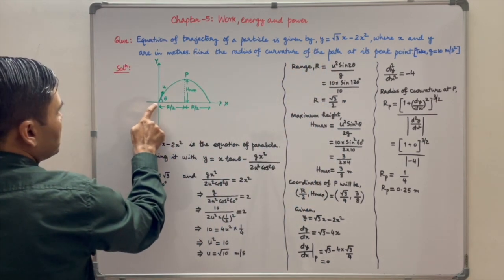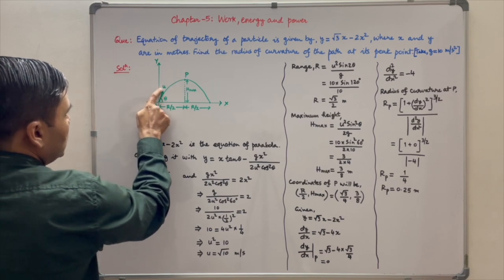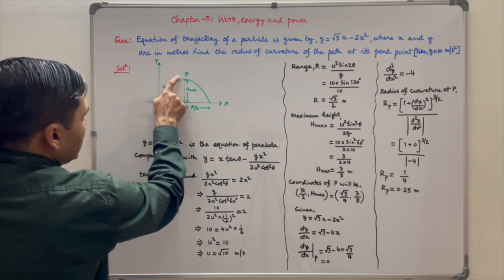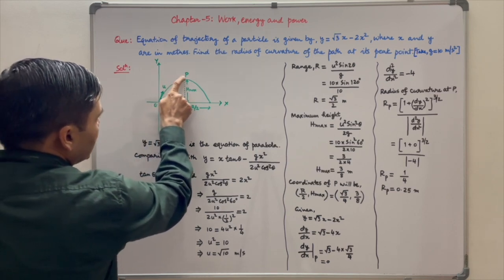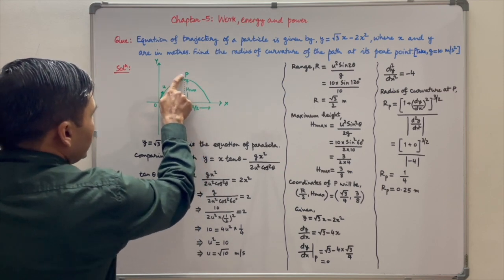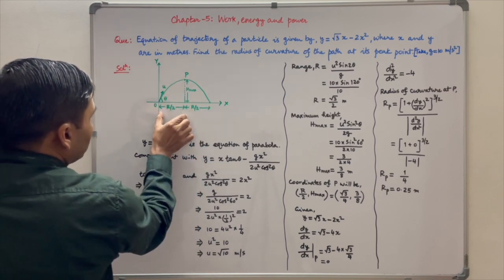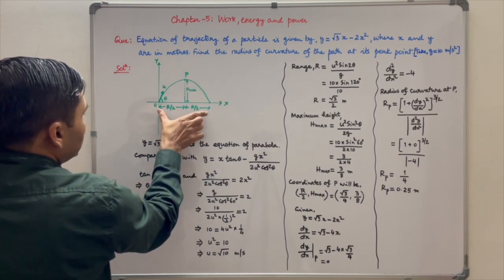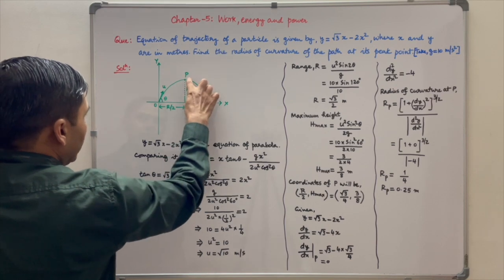Consider a particle projected with initial velocity u at an angle theta with the horizontal. It reaches a maximum point P and then comes down. So its path is parabolic. Now the coordinates of point P will be R by 2, h maximum. That means we have to calculate its range and maximum height.